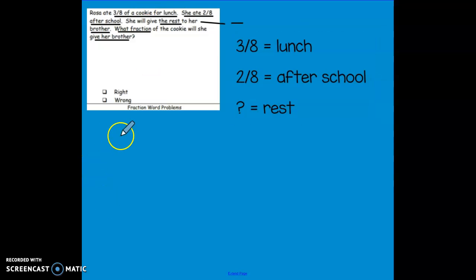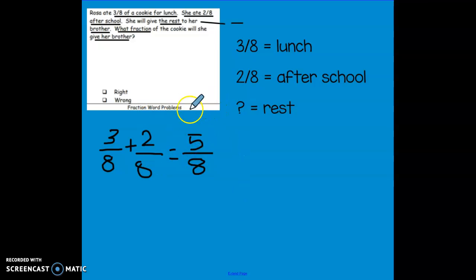Okay, so I'm going to do 3/8 plus 2/8. And I know that because my denominator is the same, I am able to add. So 3 plus 2 will equal 5. So the total fraction that Rosa ate was 5/8. Now I need to figure out what fraction did she give to her brother.